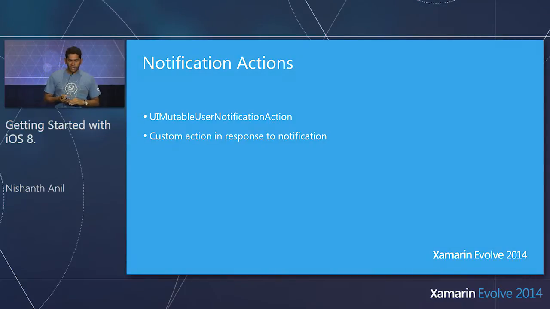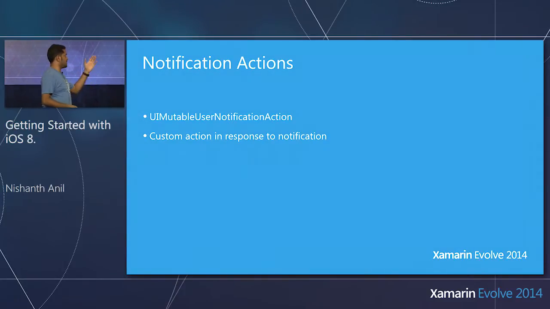Now, notification settings works in conjunction with the notification action. Because if you've seen iOS 8, has everybody upgraded to iOS 8? Yeah? So now you know when the notification comes, you can actually reply to the text messages then and there. You can reply to the emails, right? There's buttons there. Those are nothing but actions. So that's a notification action. How do you get it?